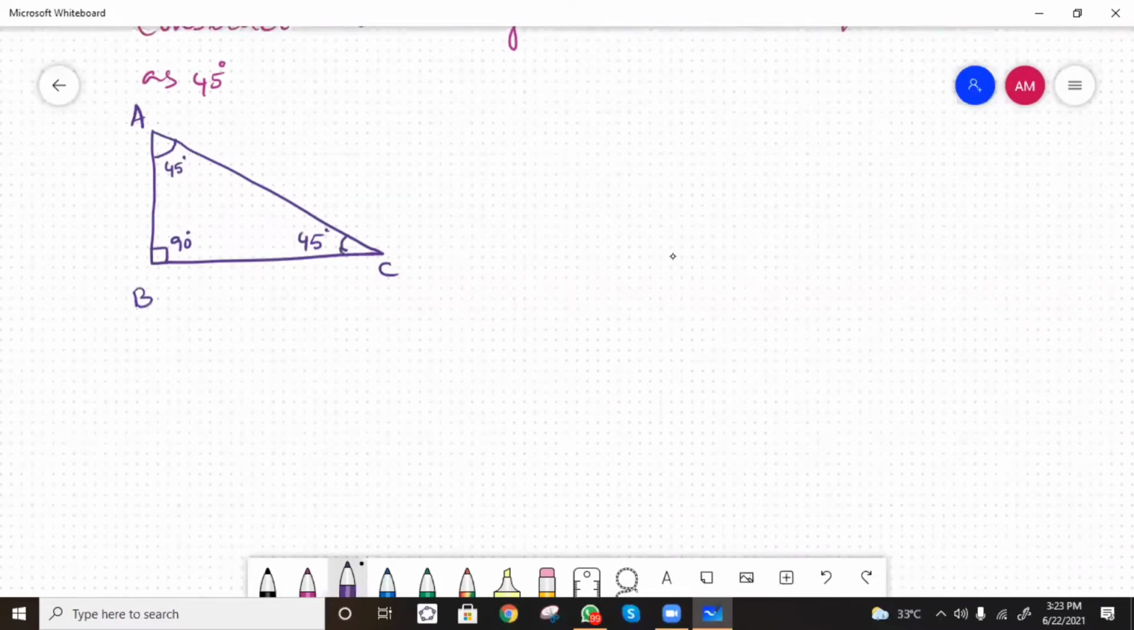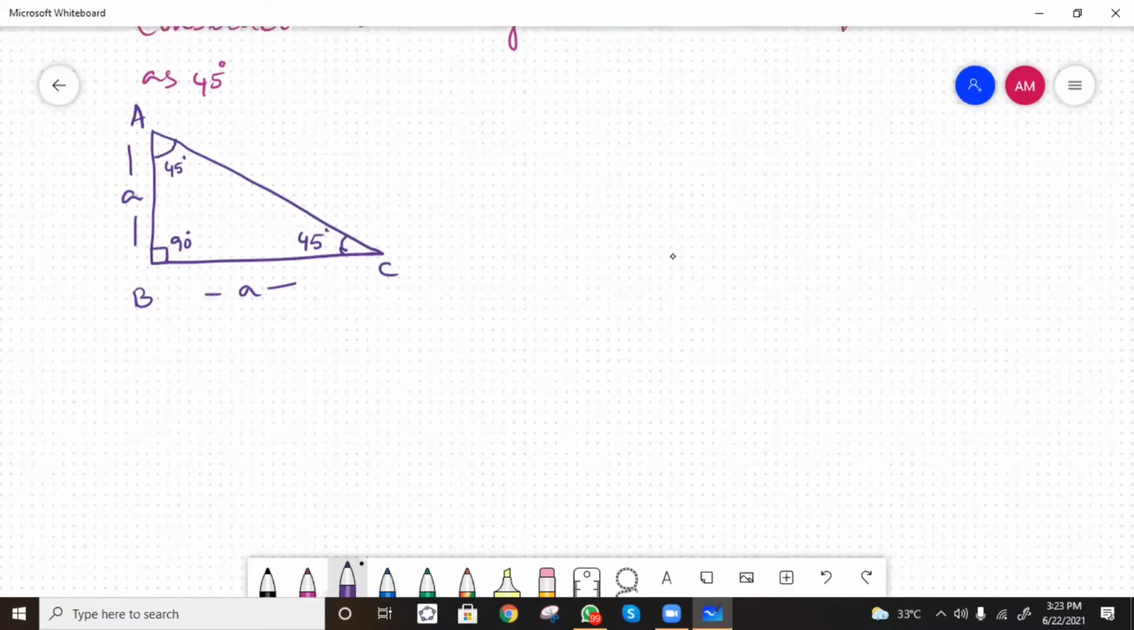Let this side be equal to A units. Since BC is equal to A, which is opposite to 45 degrees, then what will be AB? It is also equal to A. Since two angles are equal, it is an isosceles triangle. So this is A and this is A.